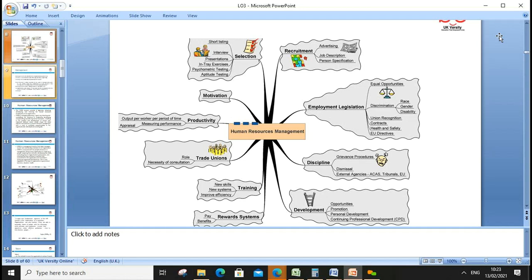So what is all this HR, human resource management? We discussed recruitment and selection, job description, and the selection process previously. We discussed employment legislation. Discrimination: we can't discriminate against people on the basis of race, gender, religion, or union recognition. Contract, health and safety, EU directives. Of course, we still follow some EU legislation as well. Trade union: yes, employees have the right to a trade union. Disciplinary and grievance procedures, dismissal, agencies, code of ethics, ACAS, and tribunals. Yes, you can take the case to the employment tribunal.